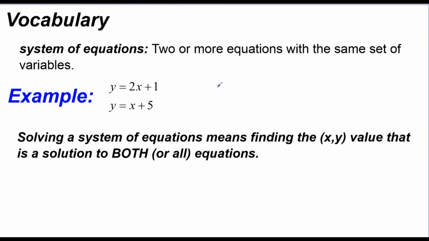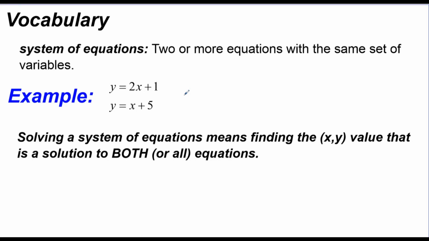Hey guys, in this video we're going to be talking about systems of equations. A system of equations is two or more equations that have the same set of variables. An example that I have here is these two equations, y equals 2x plus 1 and y equals x plus 5. In this case the x's mean the same thing and the y's mean the same thing. These aren't two separate functions where x can be something different in each equation. Here we're talking about two equations that have the same variables.